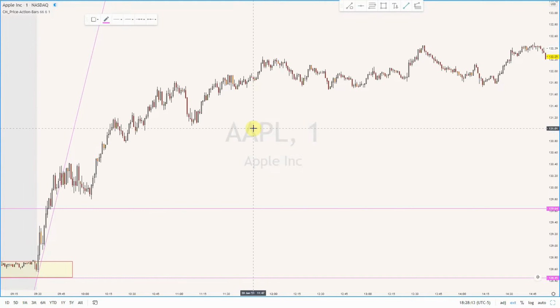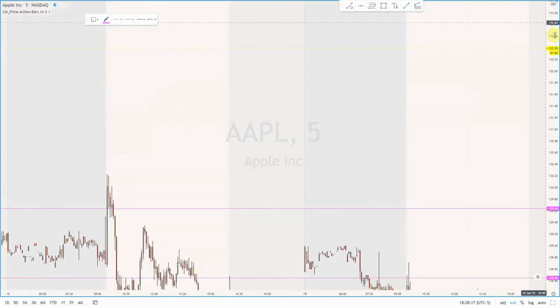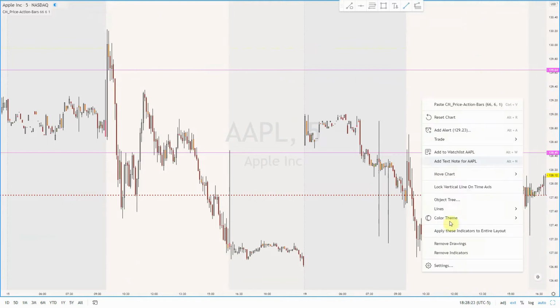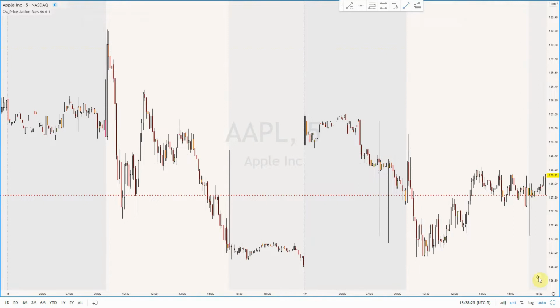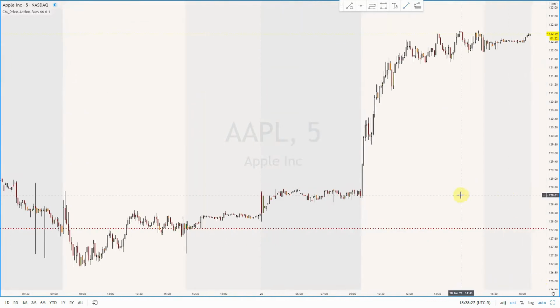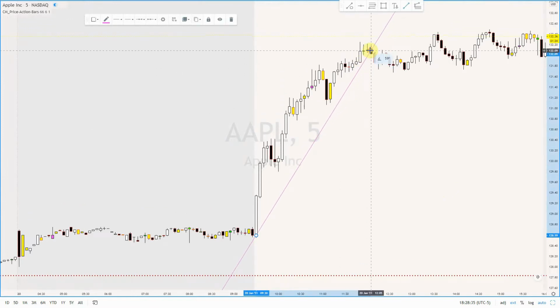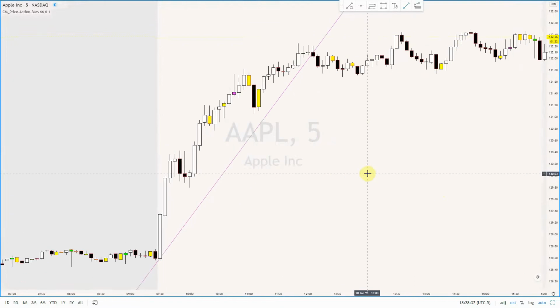In terms of how you would manage that trade, let's look at Apple on a 5 minute. Oh, we've got too many lines. Let me just get rid of them. So you may have stopped out of the trade there if you drew your trend line.